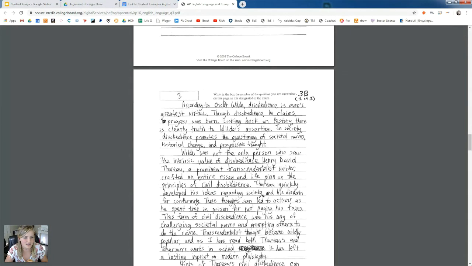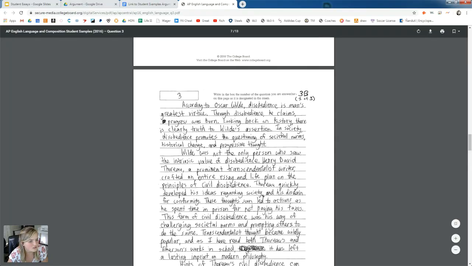So this one is Oscar Wilde's quote about how nothing would be done in history without disobedience, so disobedience is a good thing. Okay, so according to Oscar Wilde, disobedience is man's greatest virtue. Through disobedience, he claims, progress was born. Looking back on history, there is clearly truth to Wilde's assertion. In society, disobedience promotes the questioning of societal norms, historical change, and progressive thought. So here they're clearly taking a side, which is good.